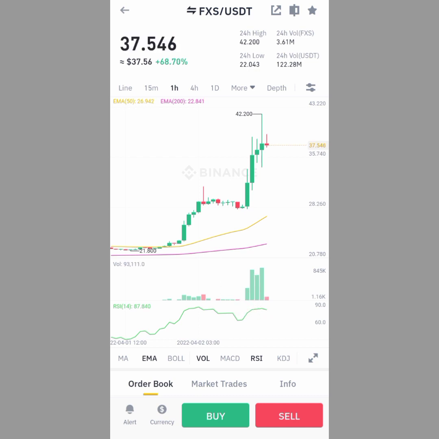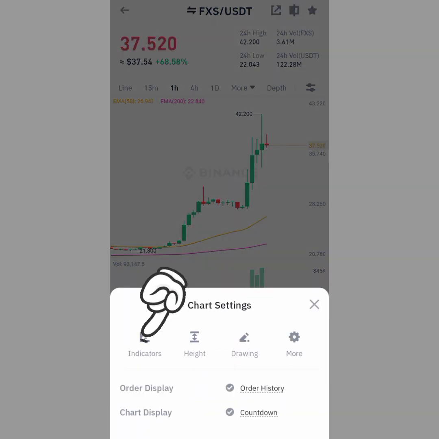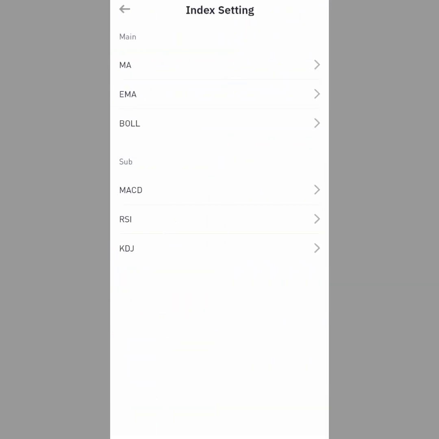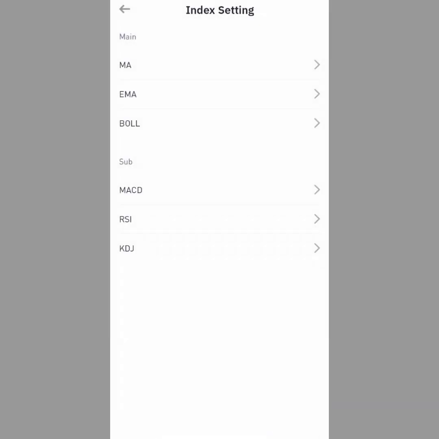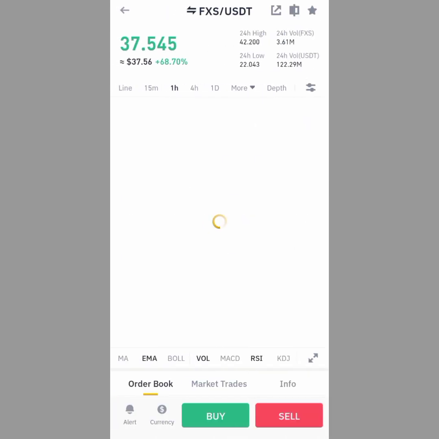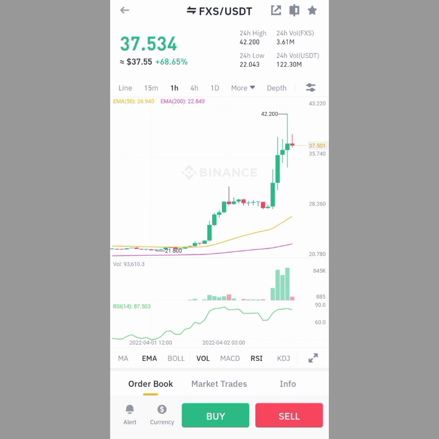You can set yours. If you do not know how to set it, simply go here, click here, go to indicators, go to your EMA, and then set it here. You see EMA 1, set it at 50, EMA 2, set it at 200. All right, good. So after you have done that, that is rule number 1. That's rule number 1, and just check.